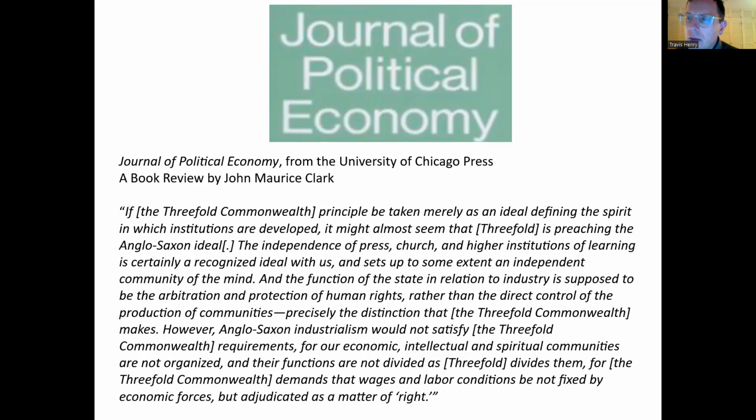So John Maurice Clark recognizes that Anglo-Saxonism provides some basis or similarities with the threefold commonwealth, but that Anglo-Saxonism falls short in differentiating certain things, such as the separation of labor conditions from just economic managerial whim. And that's why we get the income disparity and so forth in the Anglo-Saxon countries and elsewhere.